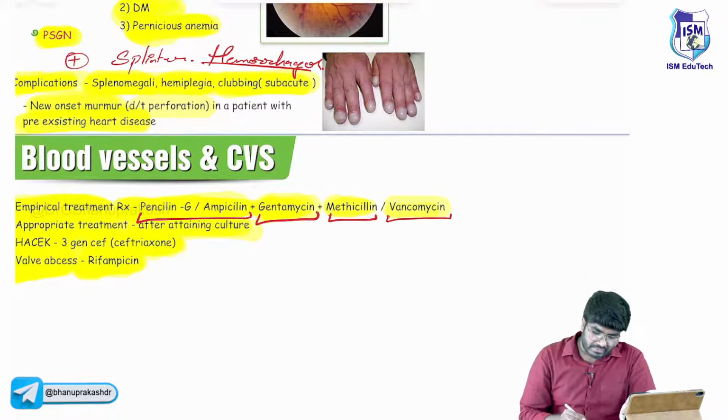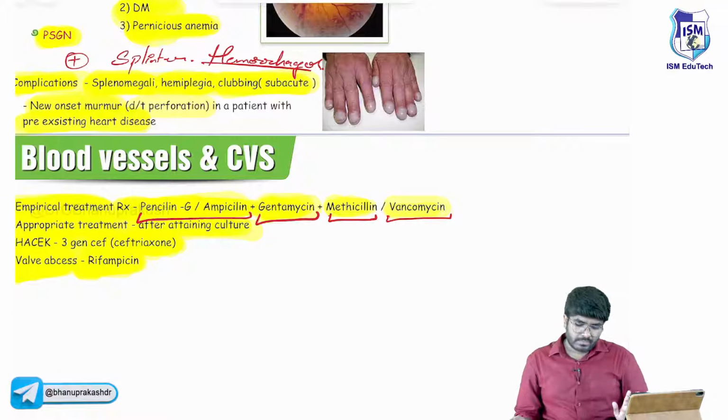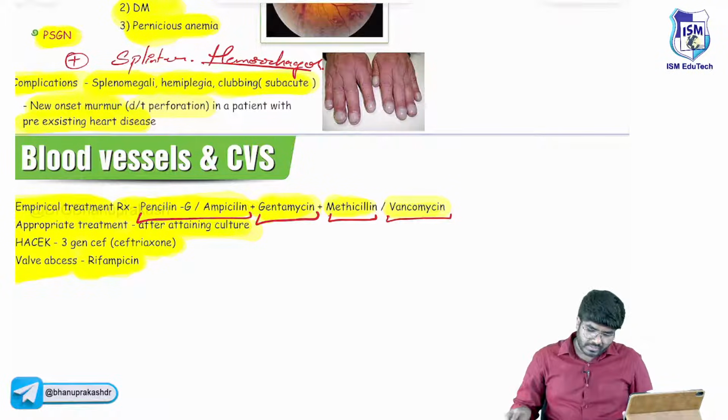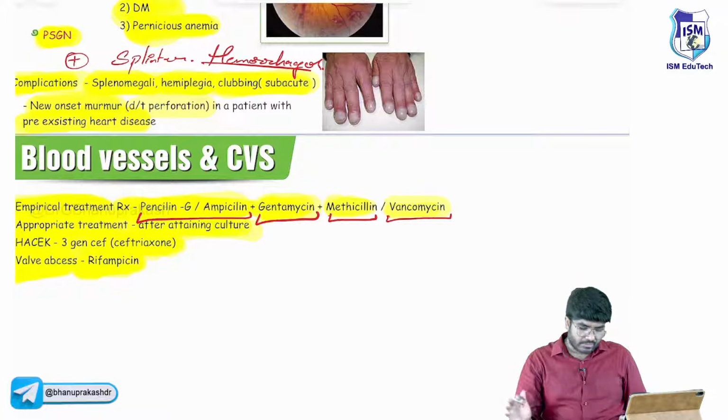So rifampicin has the capacity to penetrate into the abscess and can kill the microorganisms. If there is a valve ring abscess, then use rifampicin. As an empirical treatment for this group of organisms, you can use ceftriaxone, or penicillin G or ampicillin along with gentamicin, and methicillin. Okay, done. With this, the infective endocarditis topic is completed, sir.